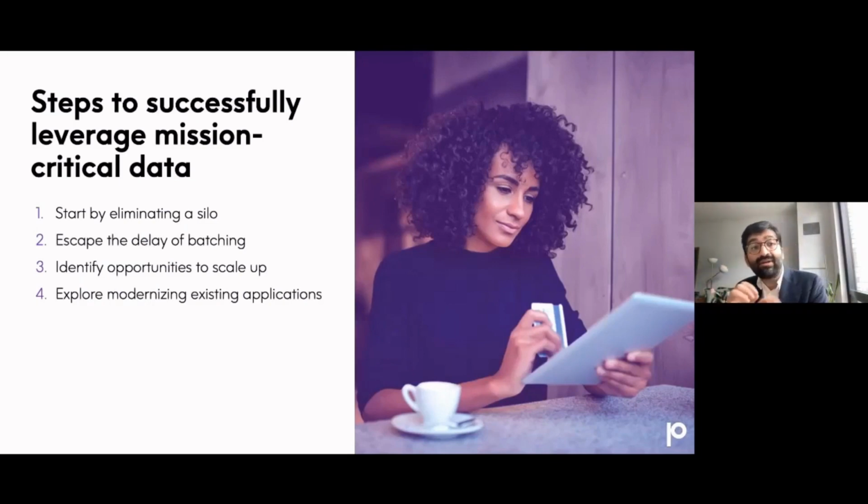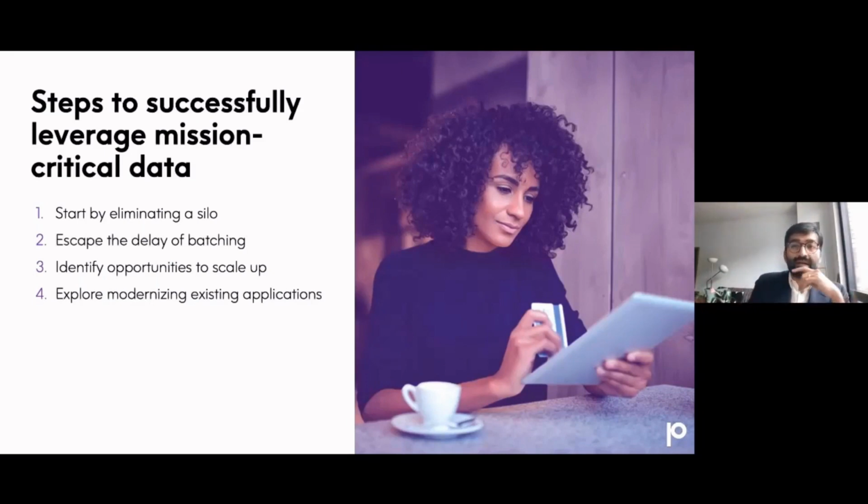I would say then really identify opportunities to scale up. So you achieve success with your first silo, right? You eliminate the first silo, you escape the delay of batching with that silo. Now, the next step I would say is to really identify opportunities to scale up. We'll talk about what that means. And then explore ways in which you can modernize existing applications and deliver more value to the business. So let's dive into each one of these.